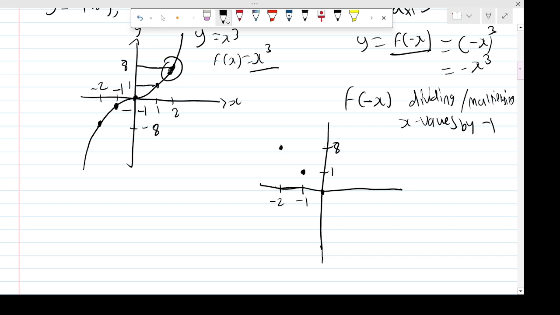Then we have these other two points down here on the negative side. This point is (-1, -1). So x is -1, and -1 times -1 will give us positive 1. Two negatives make a positive. And the y value will still be -1. So the point will be there instead.